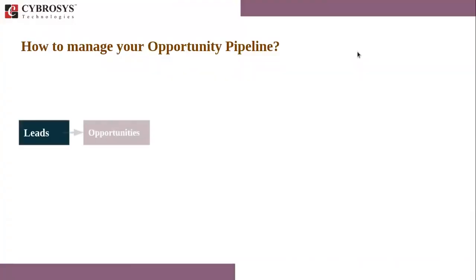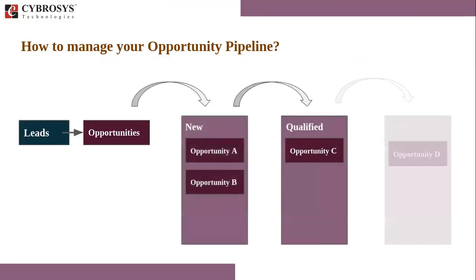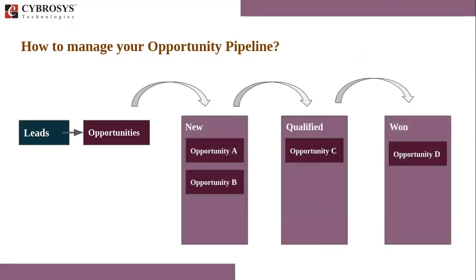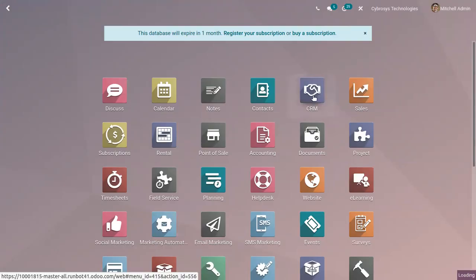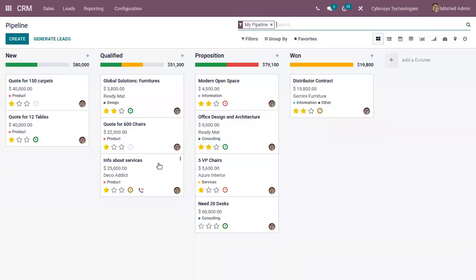Odoo has a well-structured pipeline to keep control of your opportunities. So you can get an overall view of your opportunities, and this pipeline is a visual representation that refers to the process by which you generate, qualify, and close leads through your sales cycle. So from the CRM module, you can view and manage opportunities from the pipeline shown by default in the Kanban view.